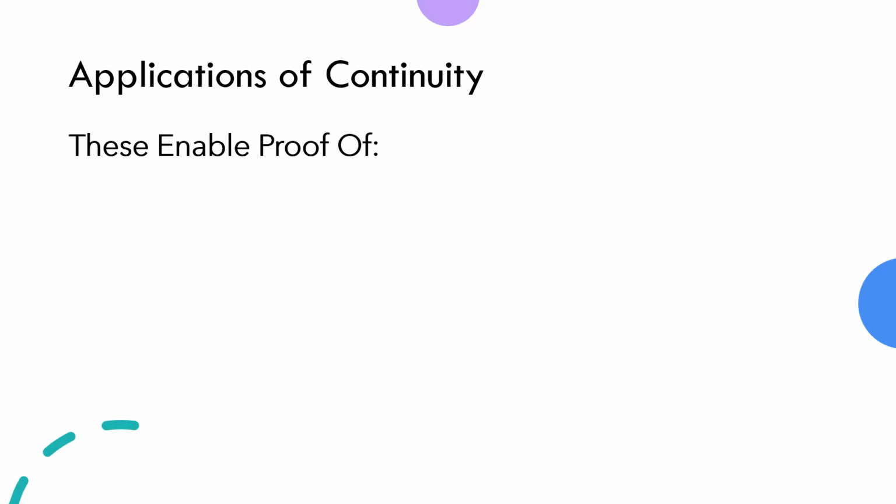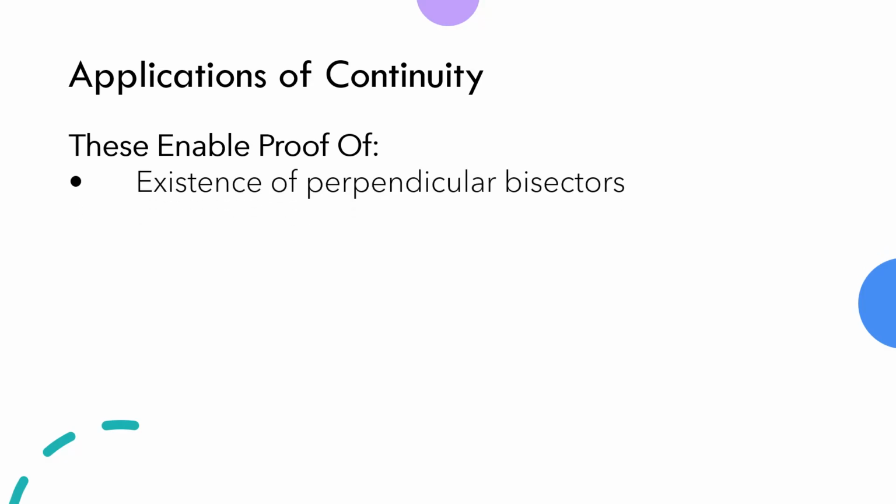This enables proof of, first one, the existence of the perpendicular bisector. Given a segment AB, construct the perpendicular bisector. Without the continuity axiom, the construction fails.